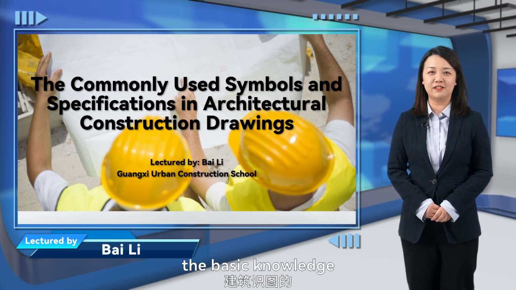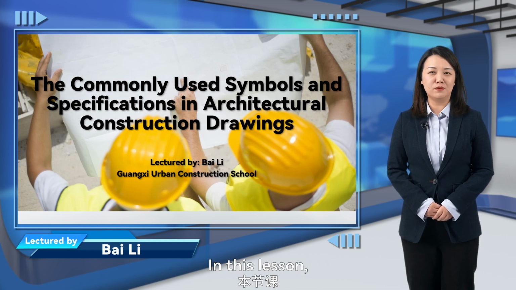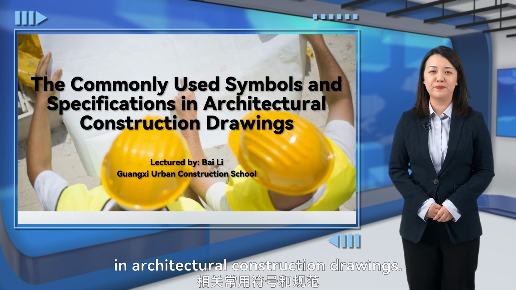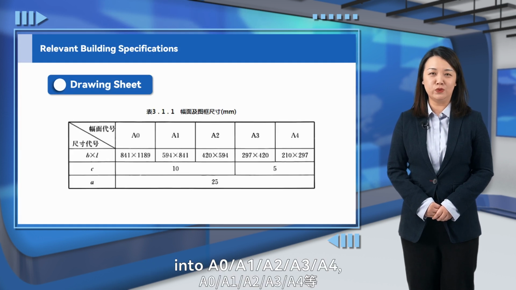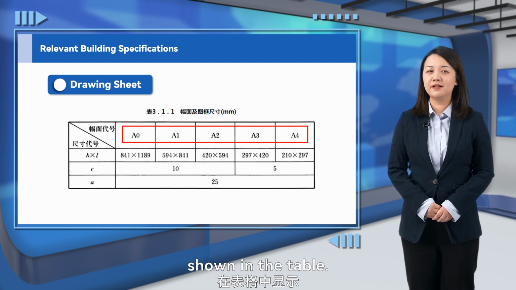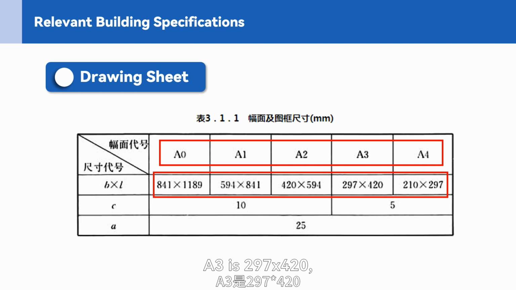Today I will share with you the basic knowledge of building map recognition, Part 2. In this lesson, we will study the commonly used symbols and specifications in architectural construction drawings. First of all, the drawing size can be divided into A0, A1, A2, A3 and A4, corresponding to the size of the drawing frame shown in the table. For example, A4 is 210 times 297, A3 is 297 times 420, A2 is 420 times 594, etc., all following a certain pattern.